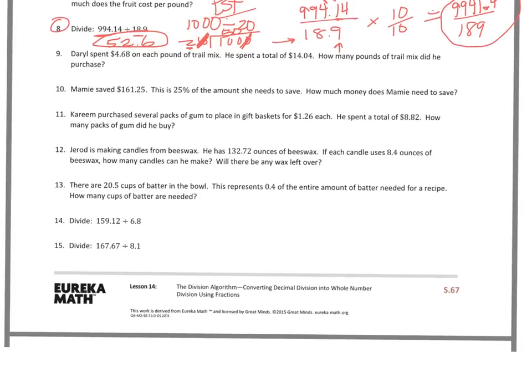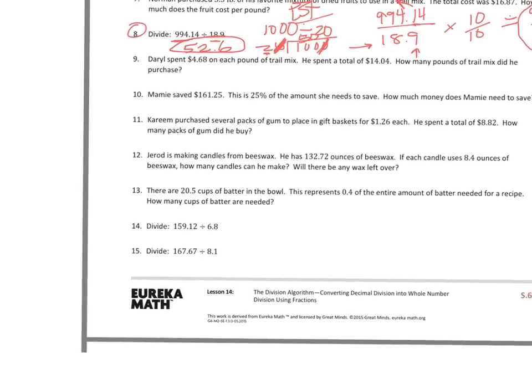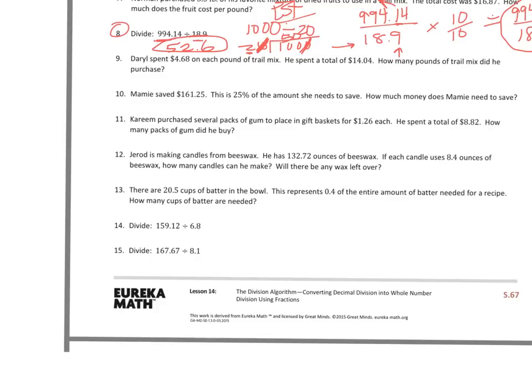So let's go to 10. And I'll have to do this one off to the side. Mammy saved $161.25. This is 25% of the amount she needs to save. How much money does Mammy need to save?